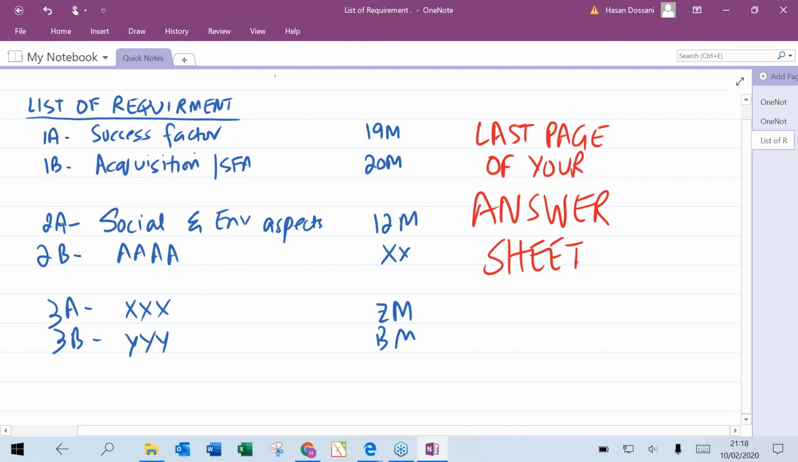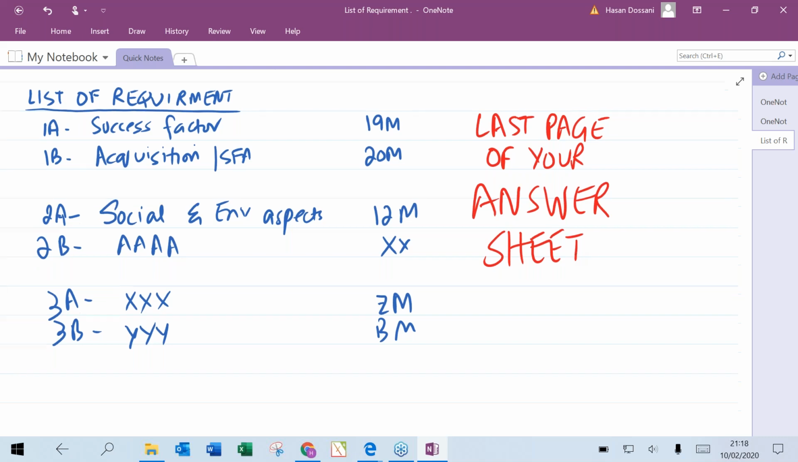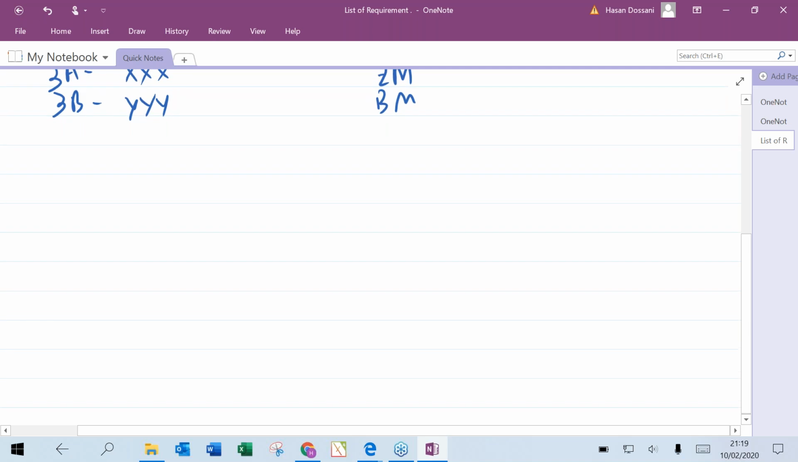Why did I say on the last page of your answer sheet? You can also make this list on the last page of your question paper, but no, you make this list on the last page of your answer sheet so that you can keep it right beside your question paper, so that while you are reading the exhibits, your list of requirements is right in front of your eyes. Right now, since for this particular question we are just focusing on success factors and social and acquisition SFA, I am not making this list. But when you do a full question, you will have to make a list.